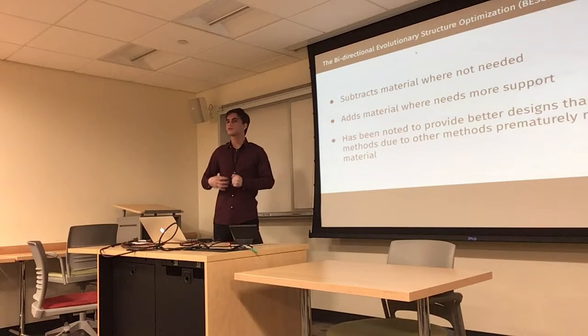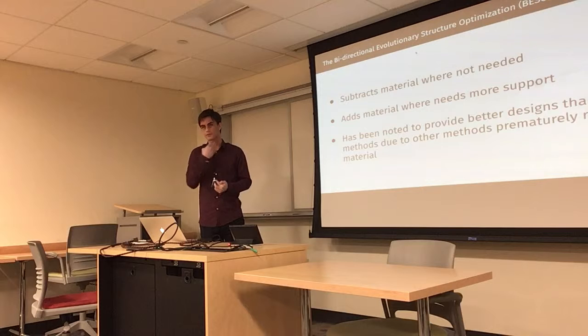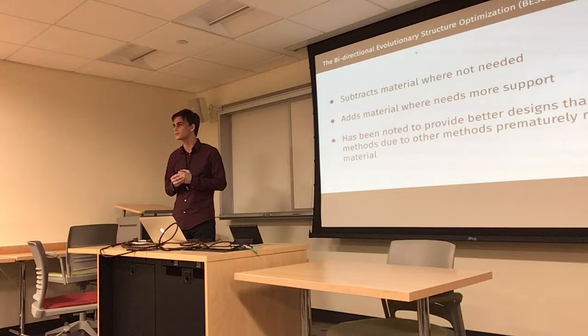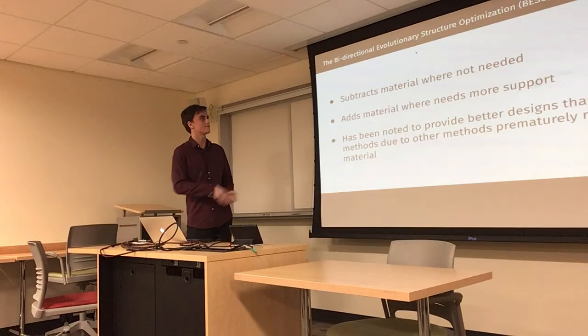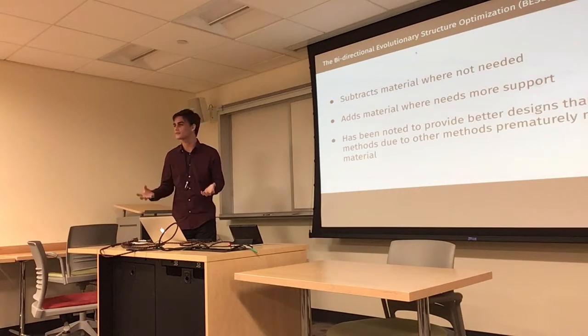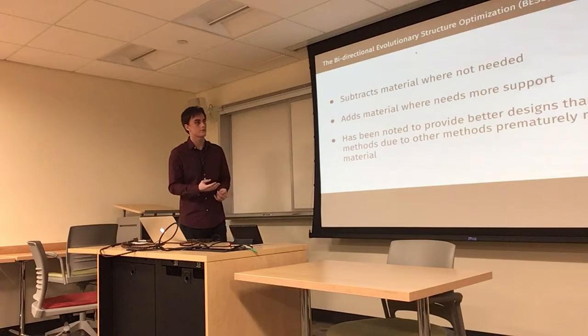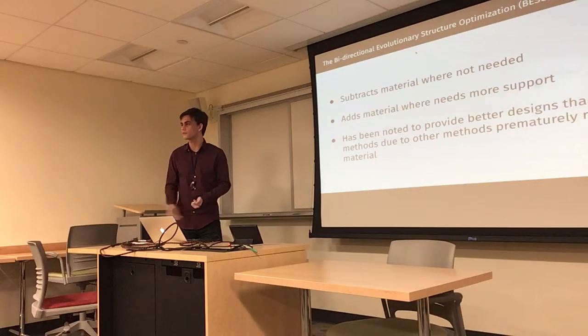So what I did for my senior capstone was implement a very specific topology optimization method known as the bidirectional evolutionary structure optimization. It's a big mess of words there, but basically what it means is it can subtract and add material. Other topology optimization methods are generally just purely reductive. So the advantage of using this is to add material where it may be prematurely subtracted. There's some mathematical theories that allow for stronger structures if you can add material later in the evolution process.